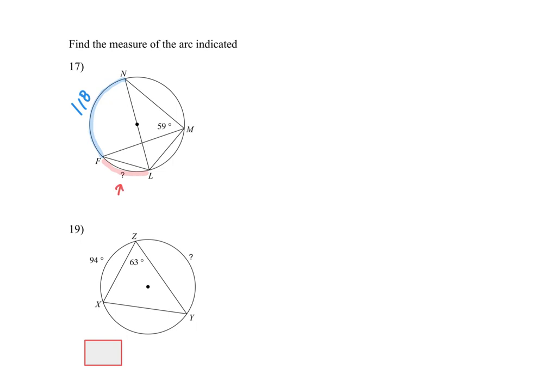Now, here's the deal. I have a semicircle. How do I know? The key is this goes right through my center, which means this whole entire piece over here from N to F to L is a semicircle. So then I can solve for what I'm missing by subtracting from what? 180. So I can say 180 minus the 118. And that is going to give me my answer of 62. So go ahead and do that next one.